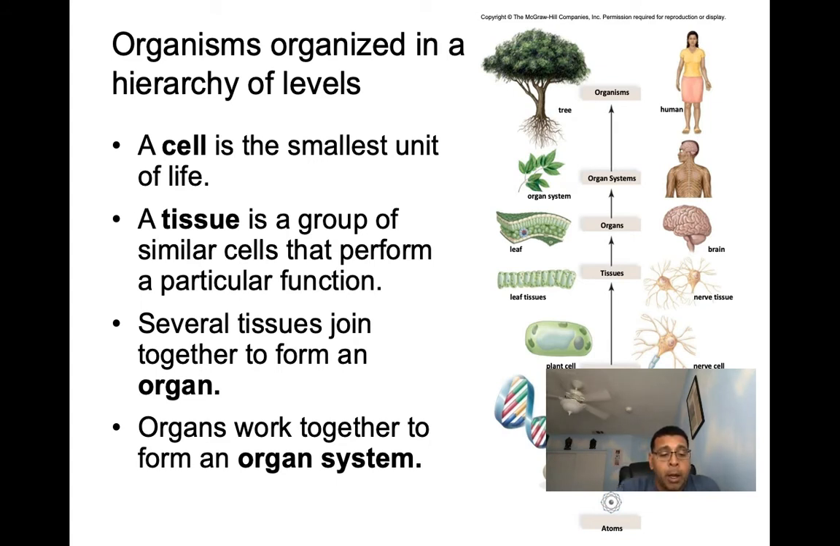Now, when we go through and we talk, organs are going to work together to form organ systems. For example, in the nervous system, we have the brain. The brain sends messages to the spinal cord, which then sends them through spinal nerves to the body parts. Now, complex organisms are basically a collection of organ systems.